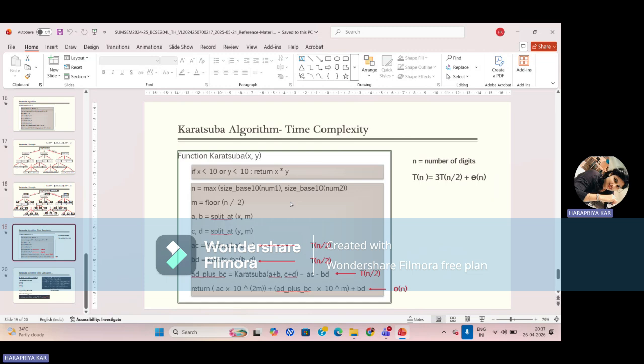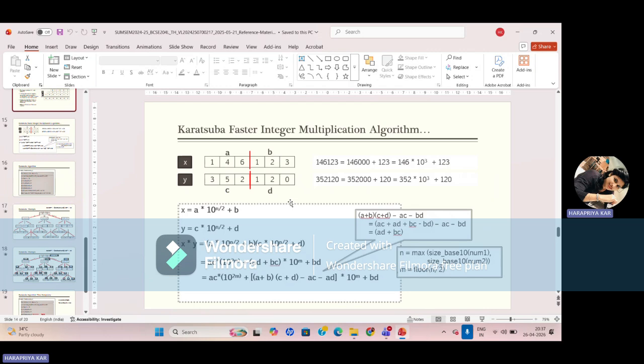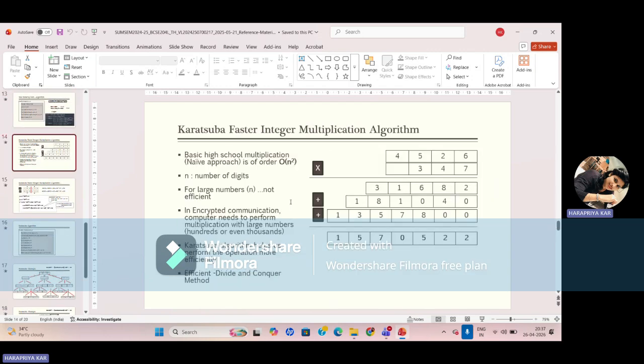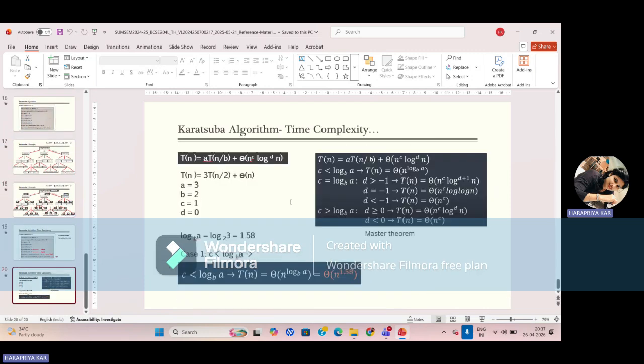So this is about the Karatsuba algorithm, its time complexity analysis, and how it works with a divide and conquer approach. This is one of the examples of the divide and conquer approach, and it is a very efficient algorithm. But the problem is that the time complexity is still high, so the speed of the algorithm is reduced, so we will move to another algorithm in the next class.